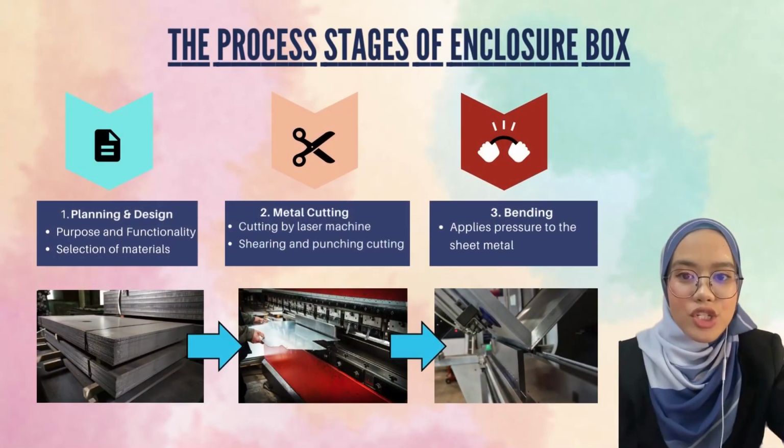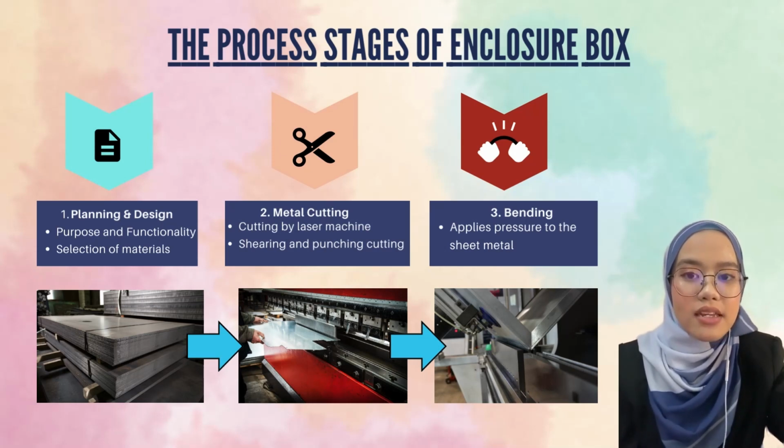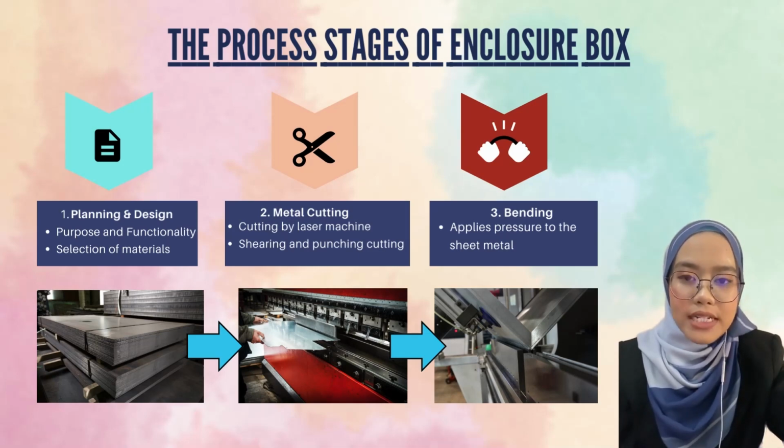There are 5 stages to produce this enclosure box. Firstly, planning and design. We are focused on the purpose and functionality of the enclosure box. We choose an enclosure box for use at home, for the electrical wiring, and so on. For the selection of materials, we use steel to make the enclosure box. Next is metal cutting, where the sheet metal will be cut by a laser machine and also by shearing and punching. Moving on to the next stage, which is bending. This process applies pressure to the sheet metal to form the parts and the shape.